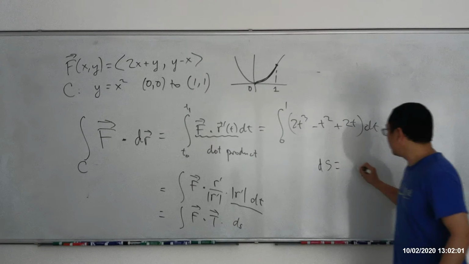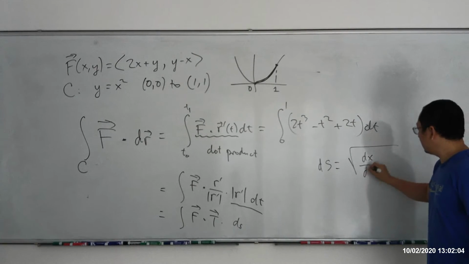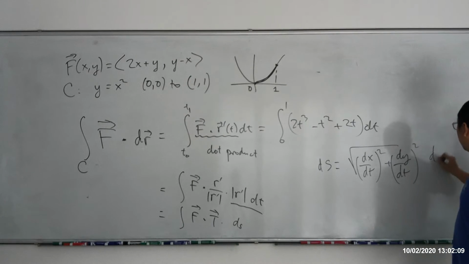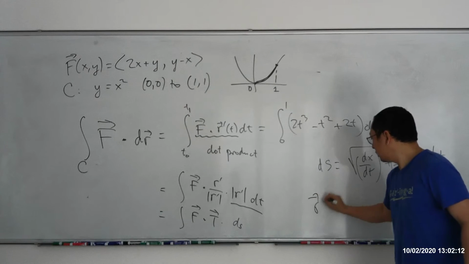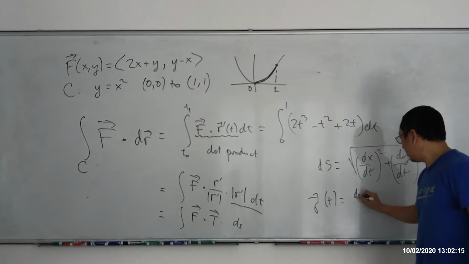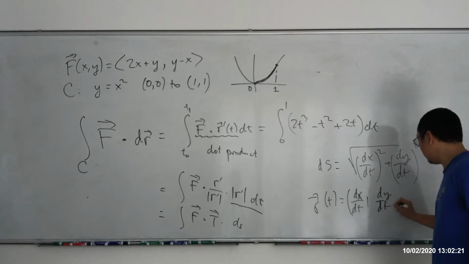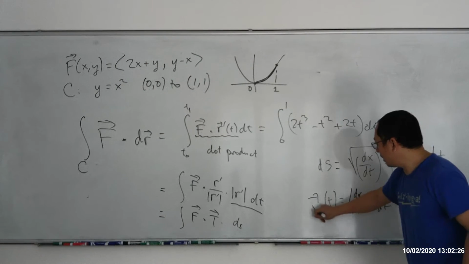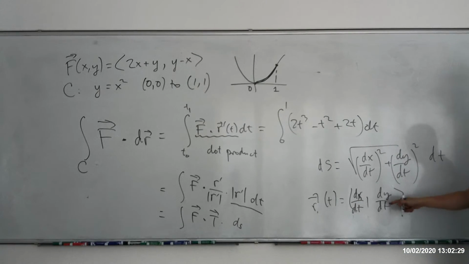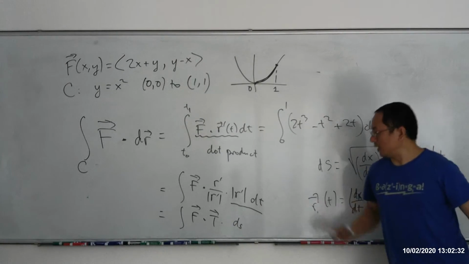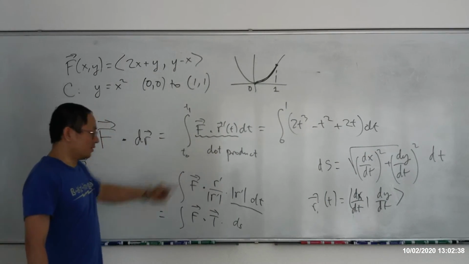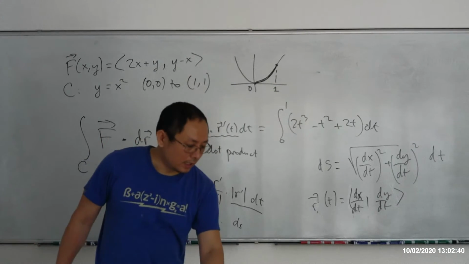Remember, ds is the square root of (dx/dt)² + (dy/dt)² dt, where r'(t) is (dx/dt, dy/dt). And then the magnitude of vector r' is the square root of (dx/dt)² + (dy/dt)², which is this one right here. That's why we have it this way. I show you this with a diagram most of the time. This is the key, the one they use to solve the line integral of vector fields.